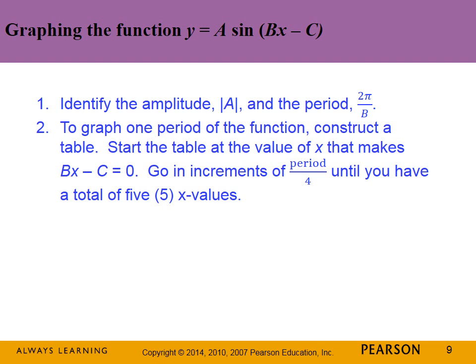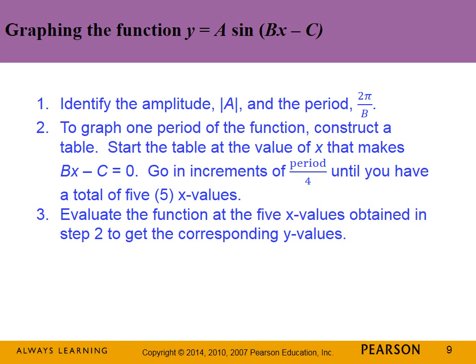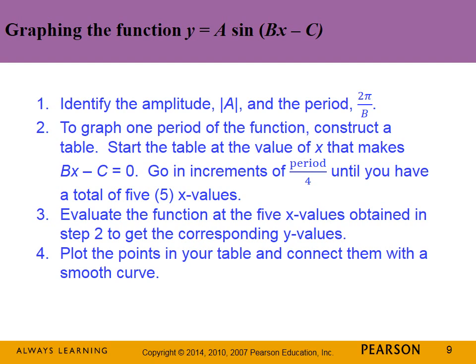Now, in order to get one period of the graph, we're going to make a table. And the way we're going to select the x values for the table is described here. We're going to set bx minus c, which is the expression inside the sine function, equal to 0. We're going to start the table there, and then we're going to go up in increments of the period divided by 4. And we're going to do that until we have a total of 5 x values. Then we're going to plug those 5 x values into the function to get the corresponding y values. Then you will have enough points to draw one full period of the graph.